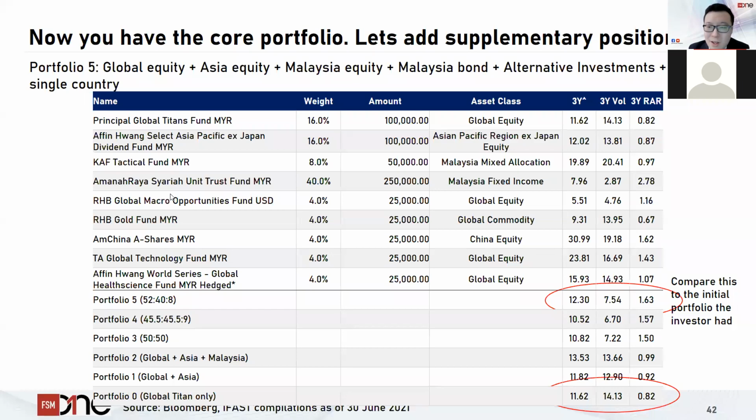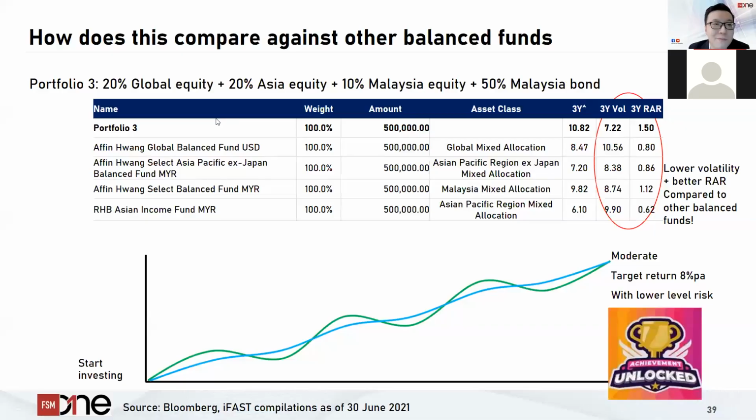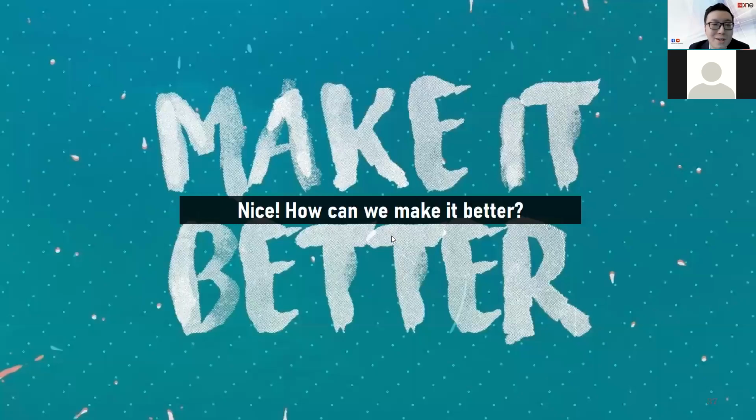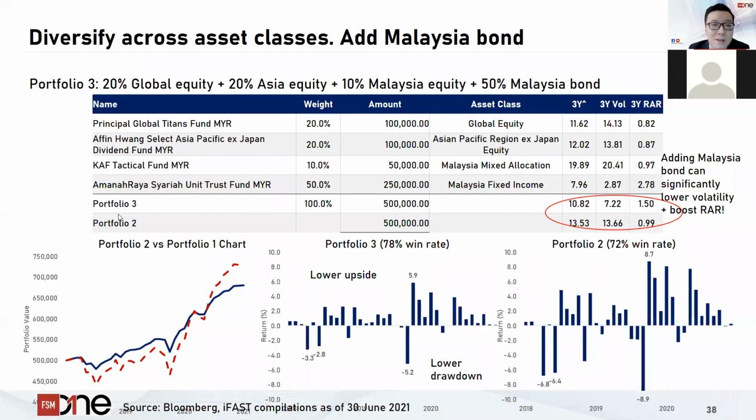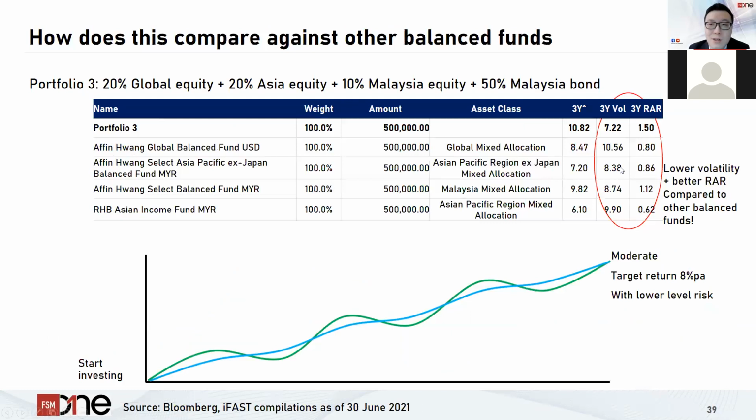I think the 50-51 looks good. So this one returned about 10% per annum in the past 3 years with a vol of 7%, so risk-adjusted return 1.5. This portfolio gives you global equity, Asian equity, Malaysia equity, and also Malaysia bonds. The vol is quite low, 7%, which is in fact lower than a lot of the other actual balanced funds.